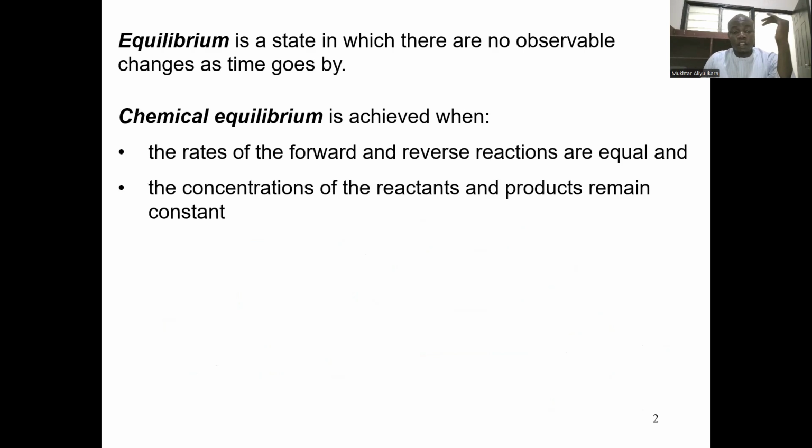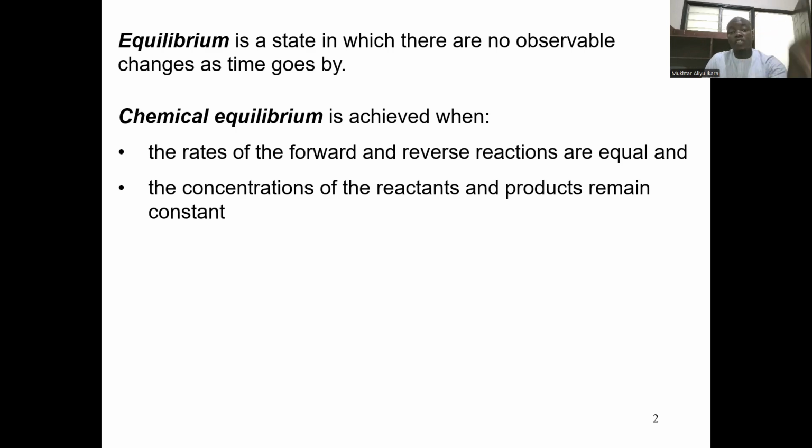So equilibrium is also achieved when the concentration of the reactant or product remains constant. It means that if you have two molar concentration of the reactant and let's say two molar concentration of the product, and the concentration of the reactant and the products remain constant, it means that the chemical equilibrium is achieved. But whenever there is any change in the concentration, it means that the chemical equilibrium is not achieved.